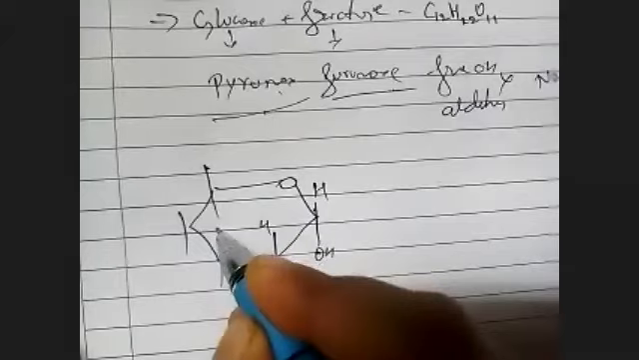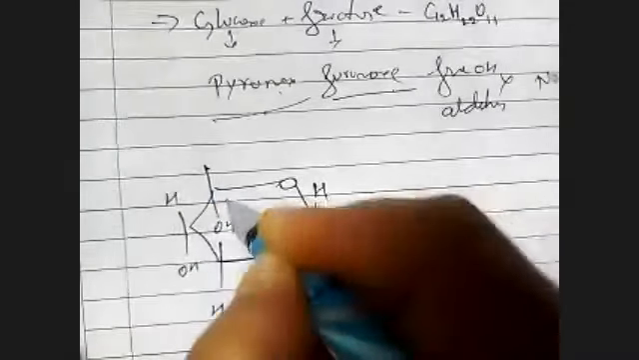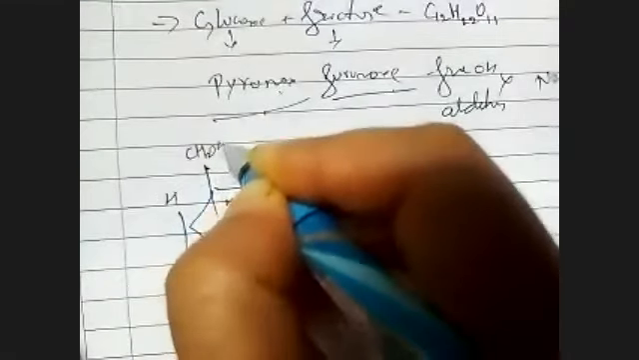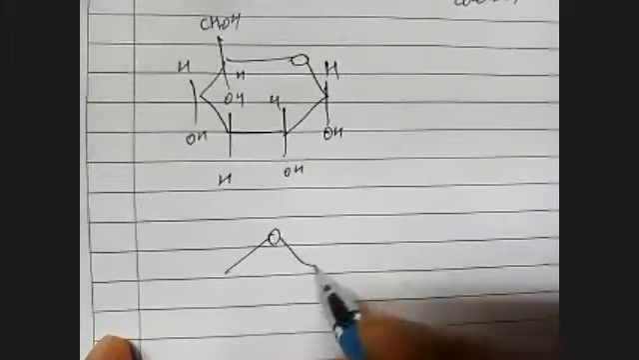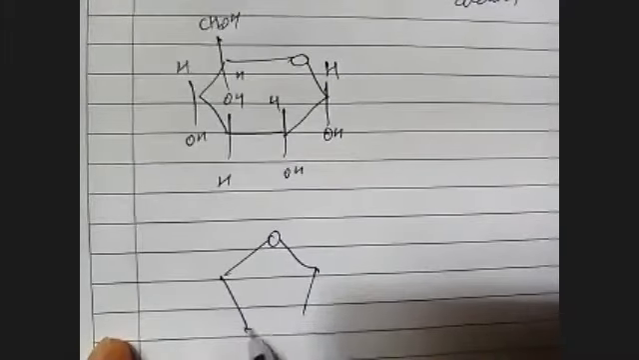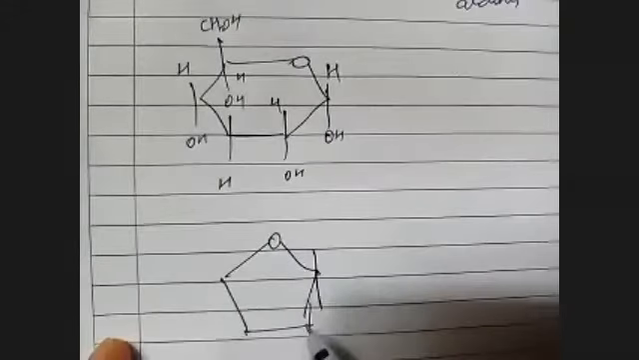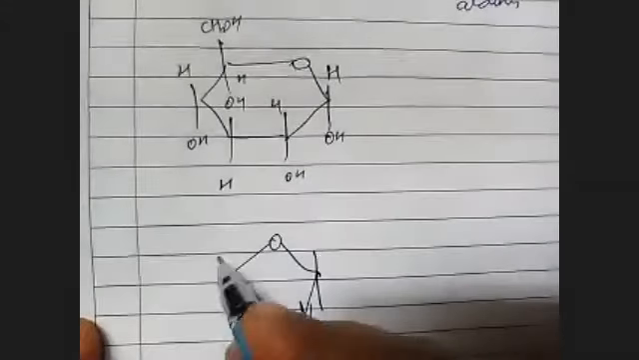We are writing alpha. When you look at the first carbon, you can notice whether it is alpha or beta. This is alpha. For the betterment of the chain, we are writing one next to the other. So this is pyranose, and this is fructose. Can you see?